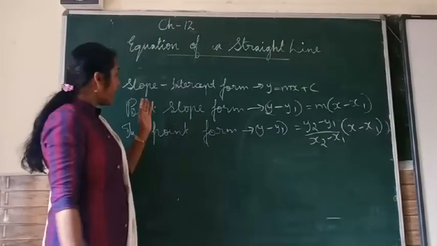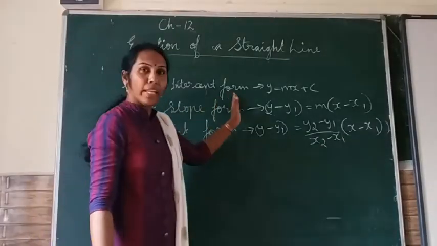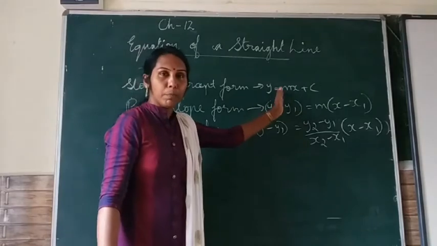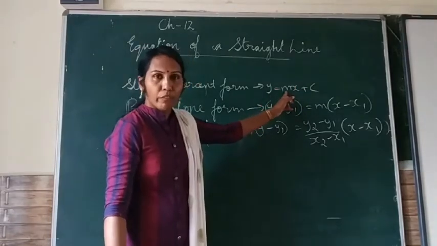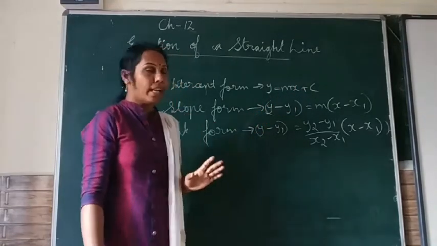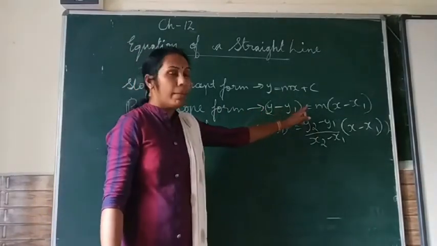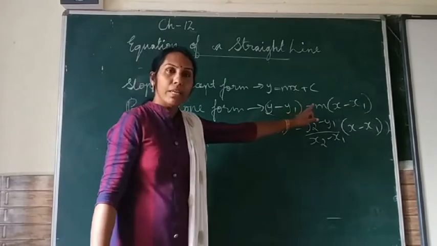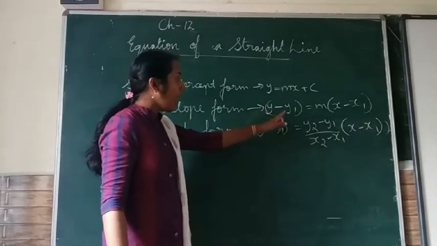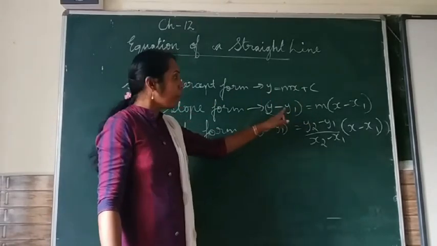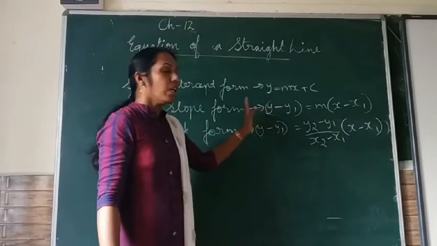So let us revise once again. Slope intercept form of an equation: y is equal to mx plus c, where m is the slope of the line and c is the y-intercept. Now point slope form: y minus y1 is equal to m into x minus x1, where m is the slope of the line and (x1, y1) is a point through which the given line passes.